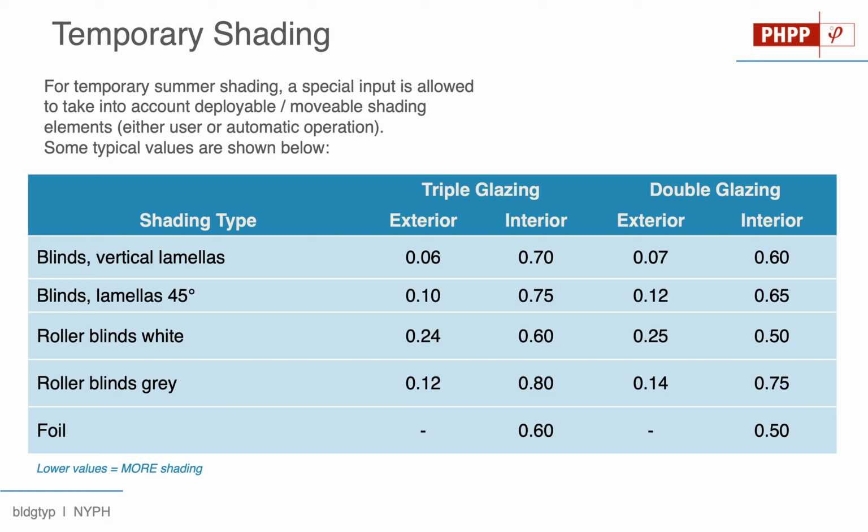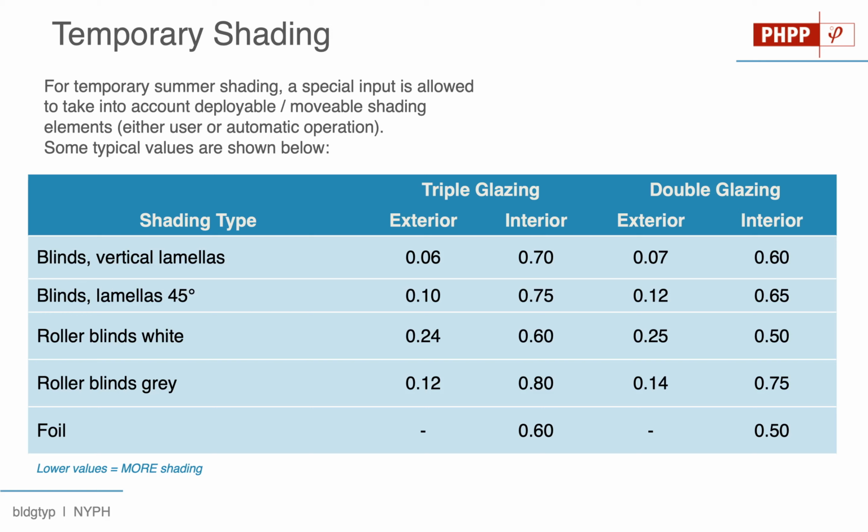In addition to that additional shading, we are allowed to take into account temporary shading as well. Now, temporary shading is going to be things like roller blinds or shades, shutters, screens, any of those types of elements. Now, we're allowed to input those for all sorts of different objects. There is a table in the PHPP manual, which we have recreated here, with some typical shading reduction values to make things easier for you. Just to show you some different values that you might use for different types of shading or blinds.